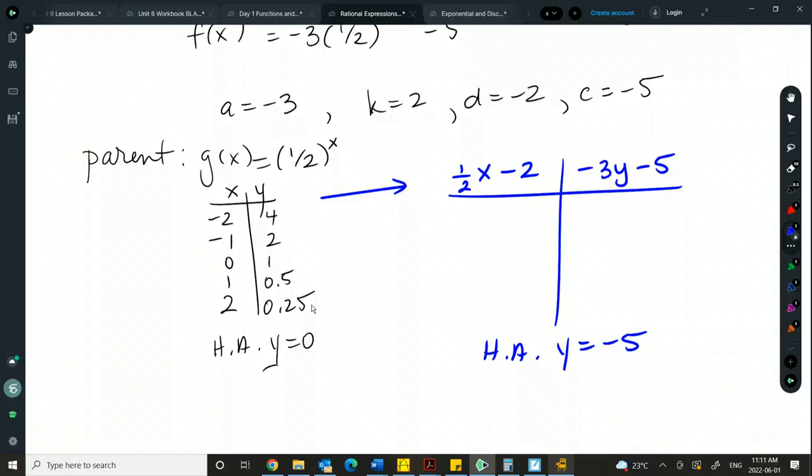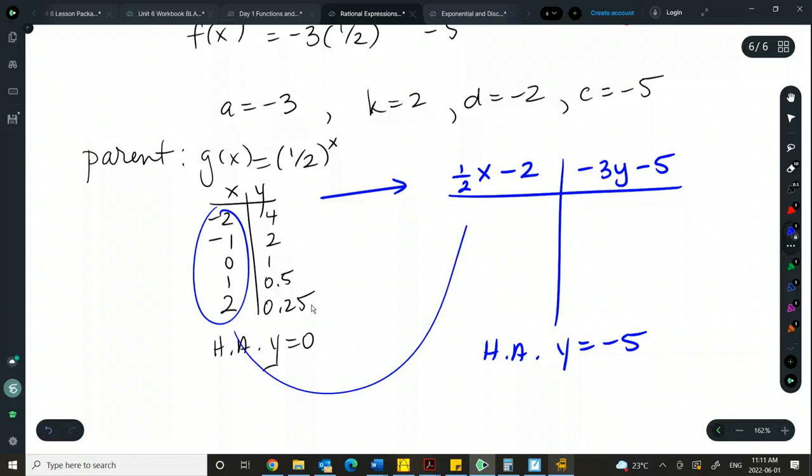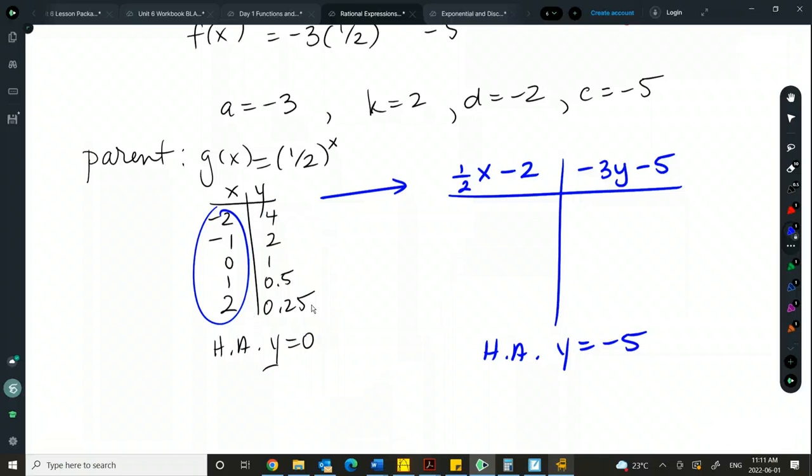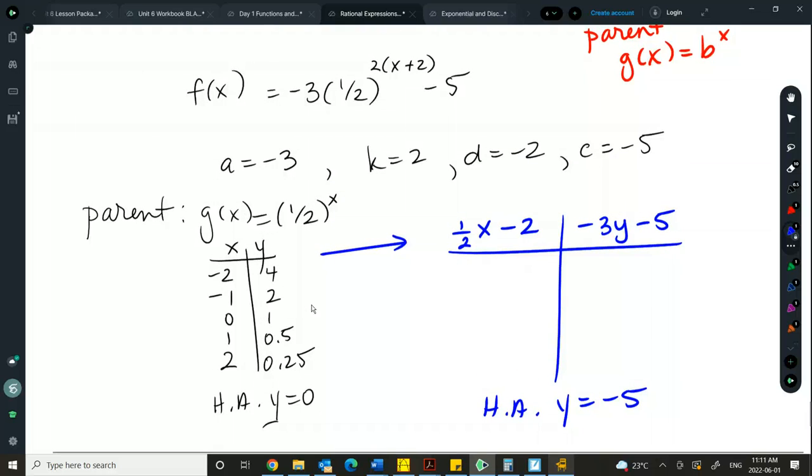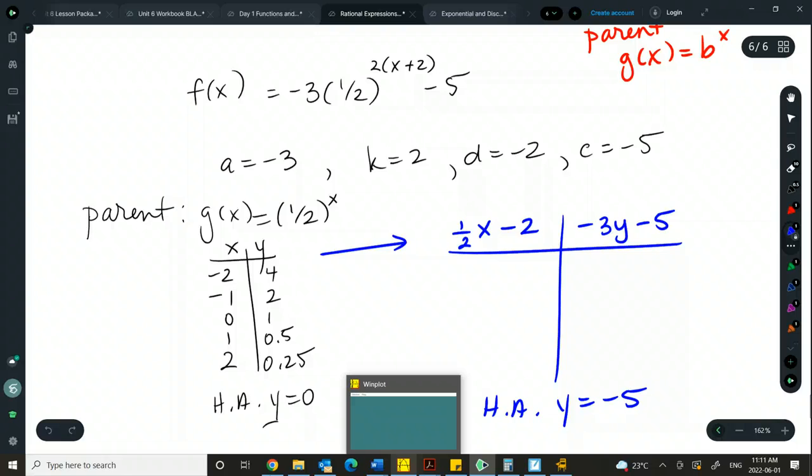Okay, I think you guys could probably go from there. So take each of your x's, half them, subtract 2. Take each of your y's, multiply them by -3, subtract 5, and then just create your graph with your horizontal asymptote on there. Okay, that's pretty much everything that we did from exponentials.